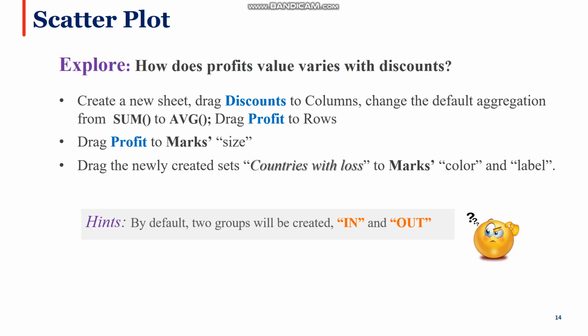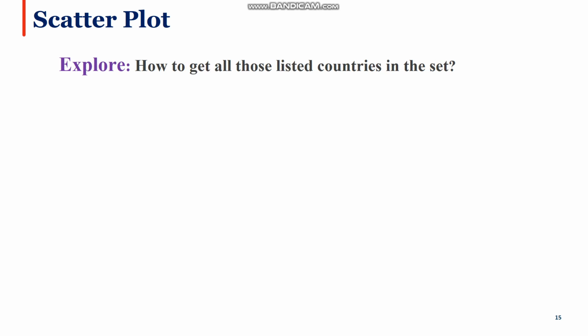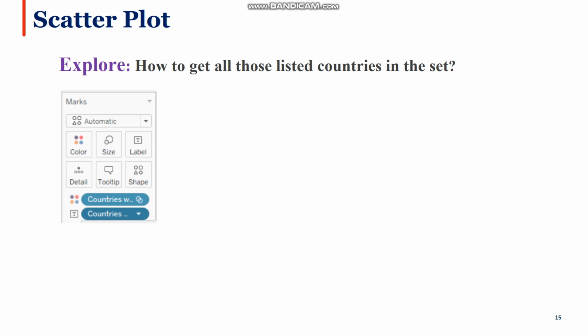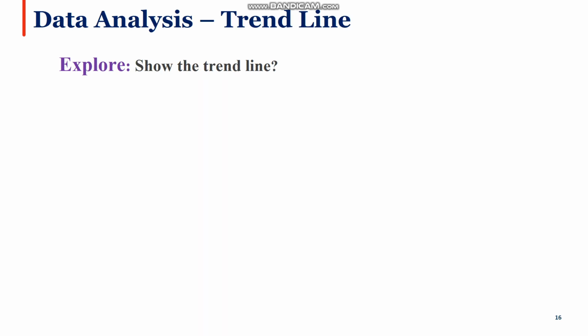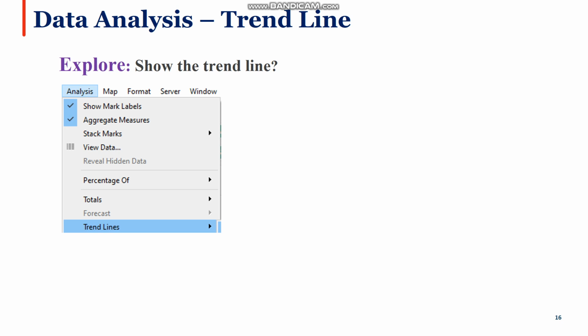However, you only see 2 points, right? The reason is that by default, the two groups will be created either as in group and outside the group. So we need to change from the show in out of the set to show the members in the set. As for the trend line, you may choose from the top panel, unfold the analysis. There's a trend line option there, and tick the show trend line.